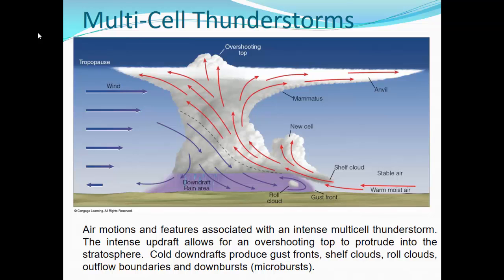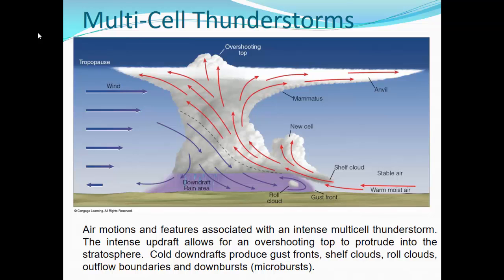They increase in speed. And you can see that on the left, showing the wind, and that inflow at the mid-levels creates those very cold downdrafts. Those cold downdrafts produce gust fronts, the leading edge of the cooler, drier air moving away from the storm. Shelf clouds, which develop along gust fronts. Roll clouds also develop along gust fronts, and then outflow boundaries that move away from the storm, and then even downbursts associated with those colder, drier winds blowing in from the mid-levels and rushing to the surface. So a lot happening in a multi-cell thunderstorm.